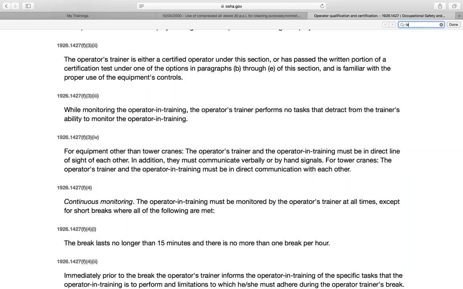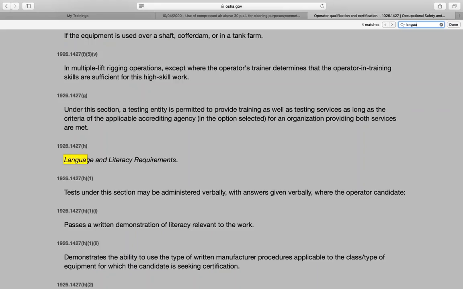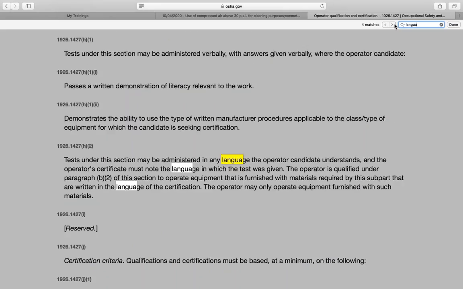So let's say the operator is trained in Spanish, then the signage in that crane also has to be in Spanish. If that operator is trained in Vietnamese, then we're also going to have that equipment in Vietnamese as well.